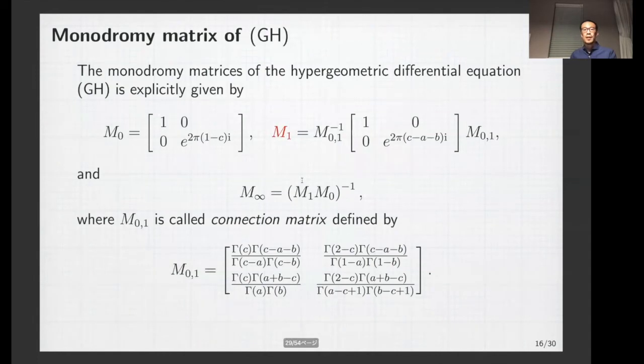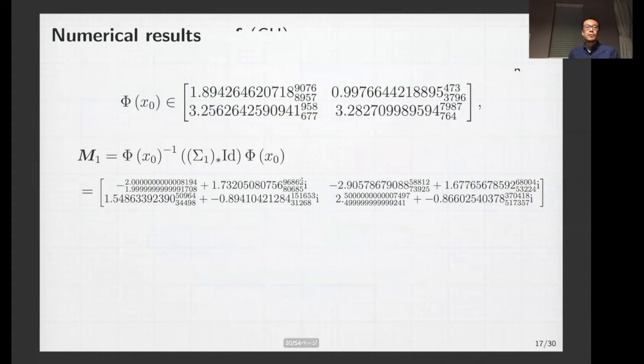So now we consider the M1 matrix in this talk. This is a numerical result. First of all, we enclose the value of the fundamental solution matrix at the base point by using these numbers. The subscript and superscript mean the endpoints, the lower bound and upper bound of the interval. And we can get a sufficiently accurate bound for the initial value, for the fundamental solution matrix.